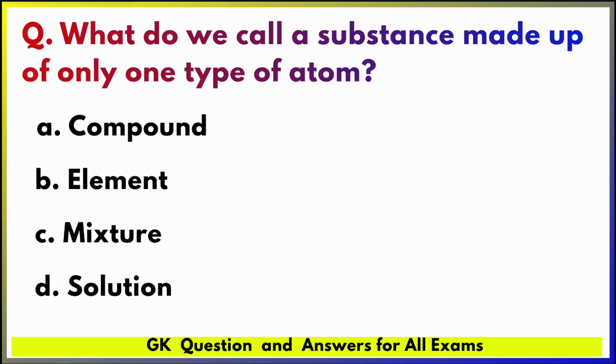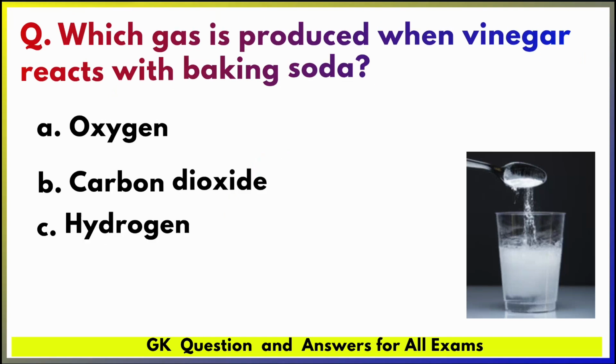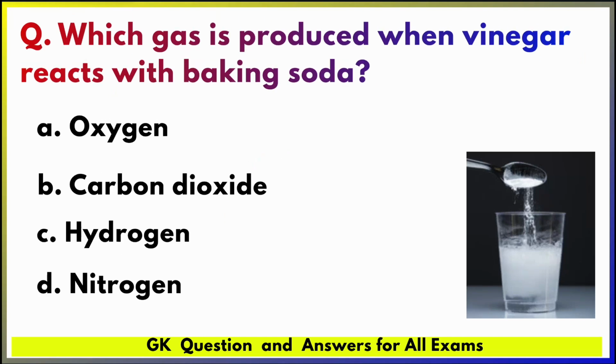What do we call a substance made up of only one type of atom? Right answer is element. Which gas is produced when vinegar reacts with baking soda? Right answer is carbon dioxide.